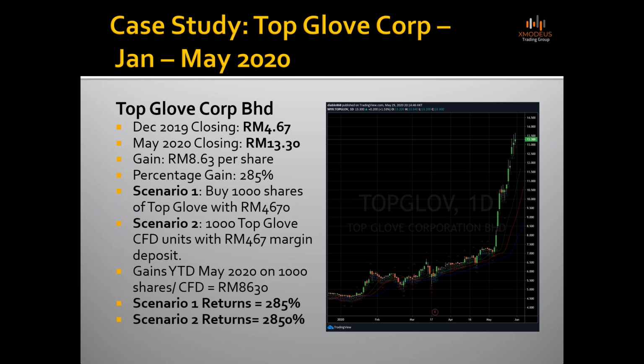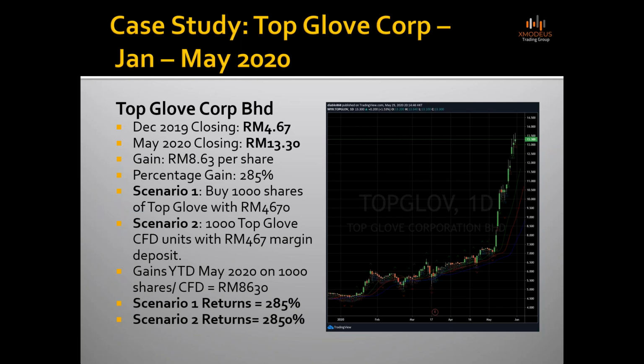Corporation Berhad on December 19, the last trading day of last year, closed at $4.67, right? And this stock has been around that range, 4 ringgit something, 3 ringgit something. That used to be their trading range, right? So in May 2020, which is 5 months later, at the end of May, just last month, it closed at 13.30, right? Of course, it's gone up higher and it reached 18 ringgit a couple of days back.